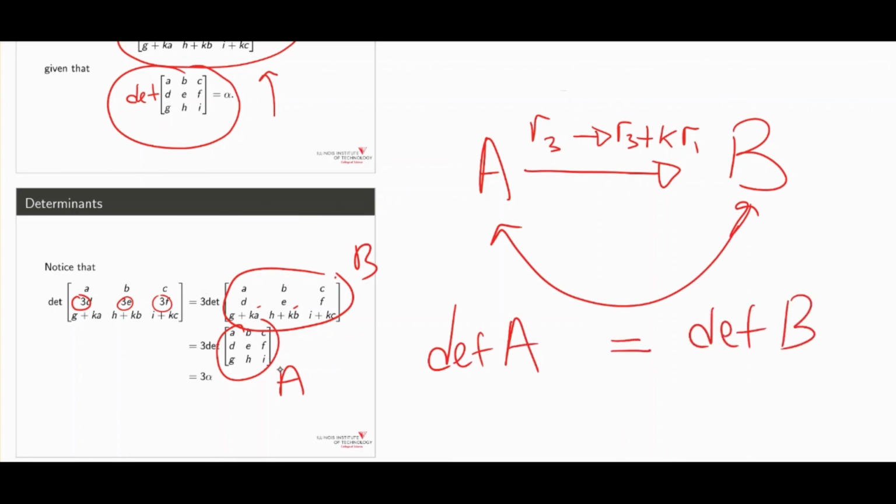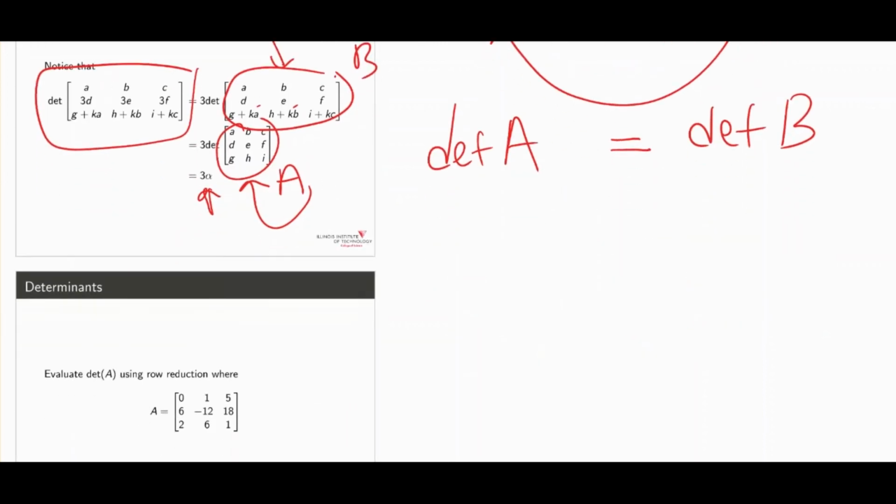So that determinant right here is the same as this determinant, and we know that this determinant is given by alpha. So your answer will be 3 alpha. So I hope you get this right also, okay? It's not very complicated, and that's how you utilize the properties of determinants to figure out the determinant for this particular matrix.